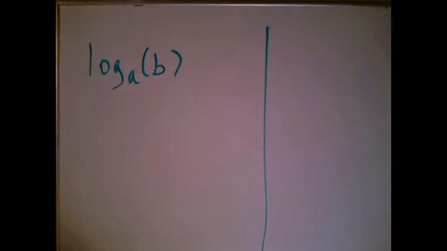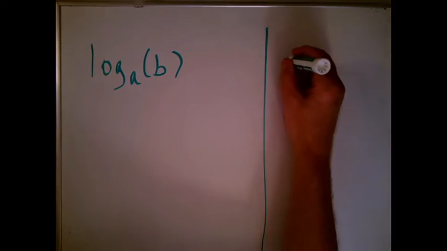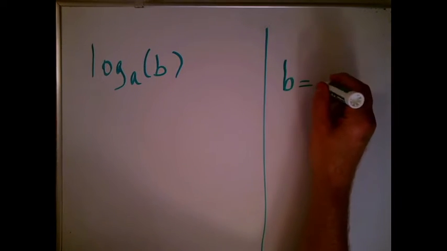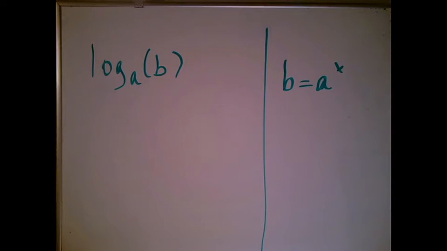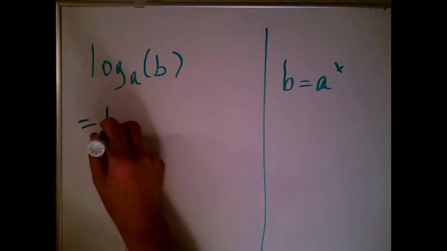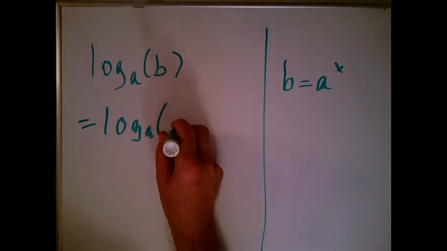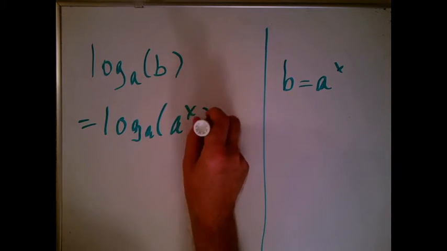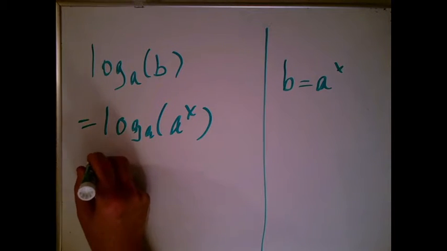Now, how does this work? Logarithm base A says, wait a minute, you have to go write B as A to some power. So over here, I'm going to write B as A to some power. We know that's possible all the time. So instead of B, I can write A to the X. So I'm going to write log base A of A to the X. And logarithm says, hey, after you write down B as A to a power, then I'm just going to give you the power.